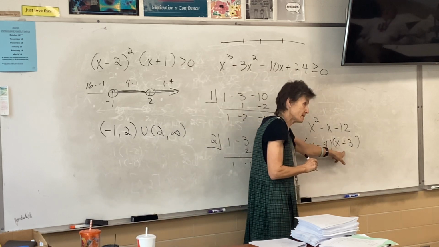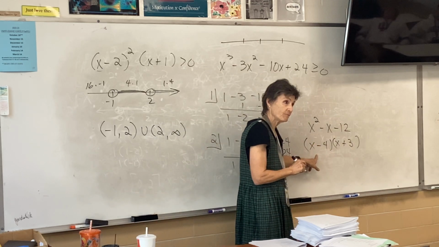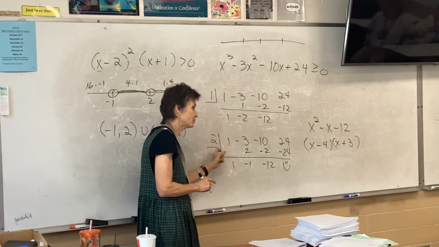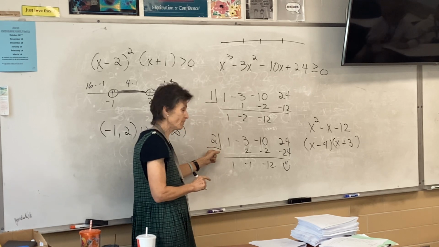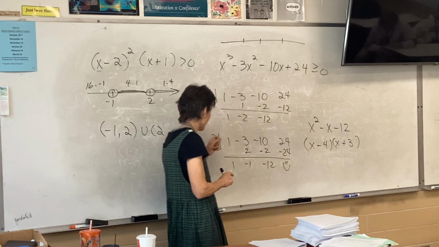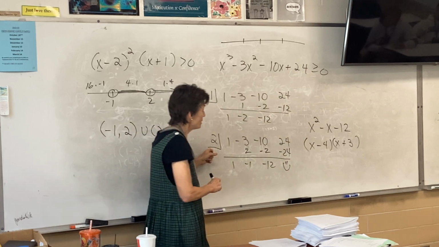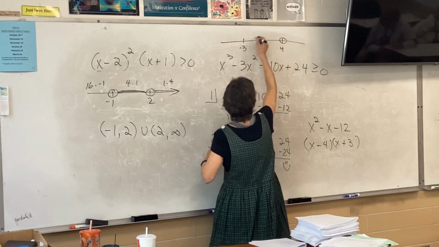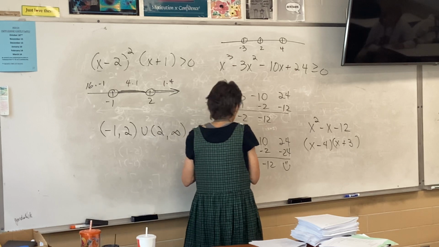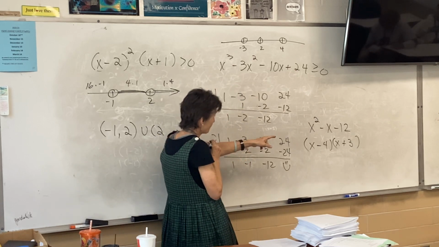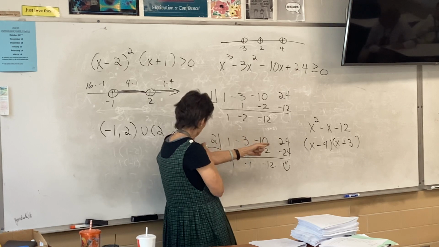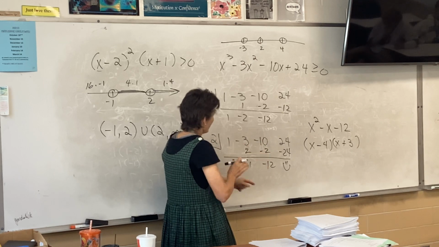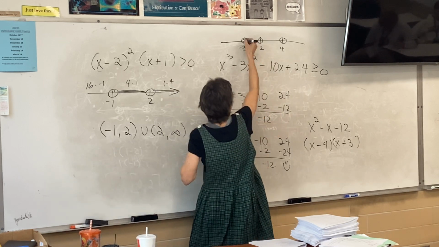Clearly, one of them's at -3, one of them's at 4. One's at 2. This number gave me 0, so that's the number that goes on the number line. So I have -3, 2, and 4 on my number line, and closed circles, because it's greater than or equal to. They will be closed dots.